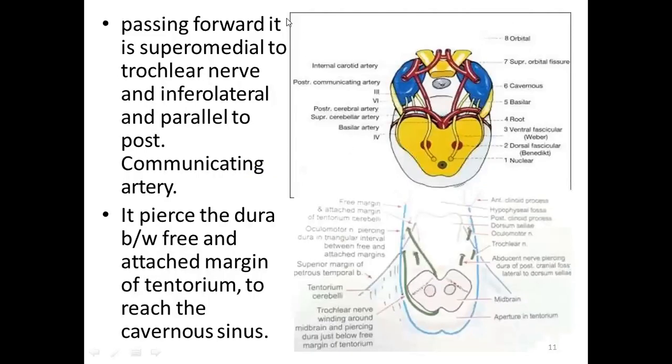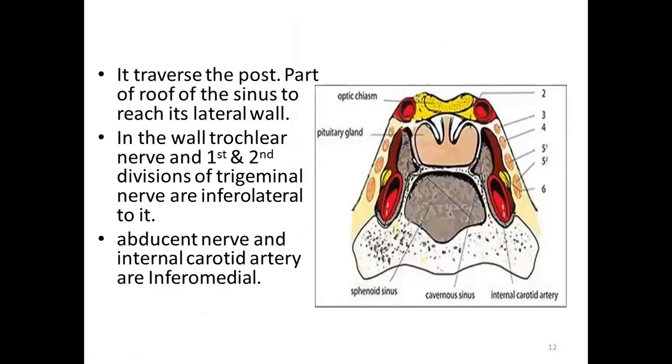Passing forward, it is superomedial to the trochlear nerve and inferolateral and parallel to the posterior communicating artery. You can see the posterior communicating artery. It pierces the dura mater between the free and attached margin of the tentorium to reach the cavernous sinus. It travels in the posterior part of the roof of the sinus to reach its lateral wall.